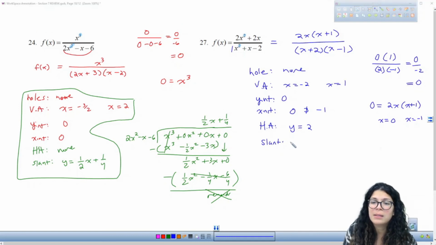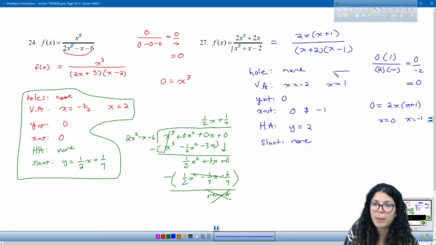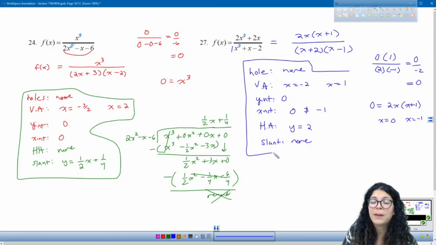Slant, in this case, there is none because there is a horizontal asymptote. Remember, if a horizontal asymptote exists, a slant does not.